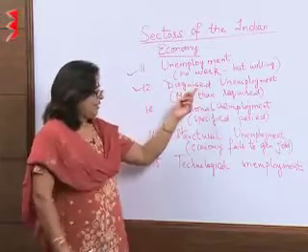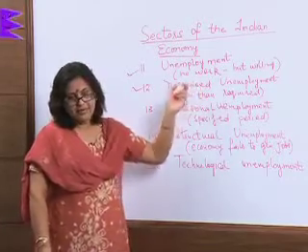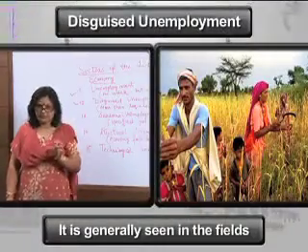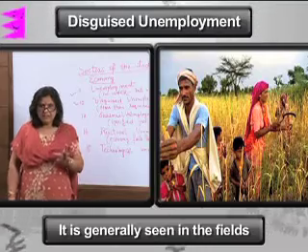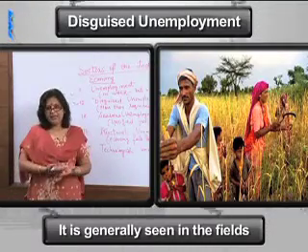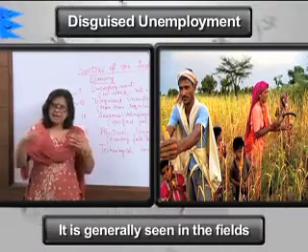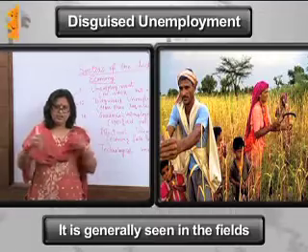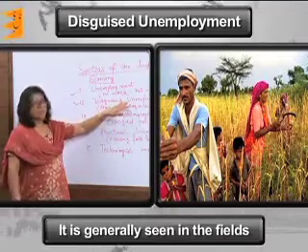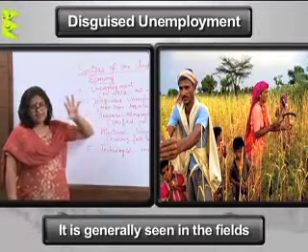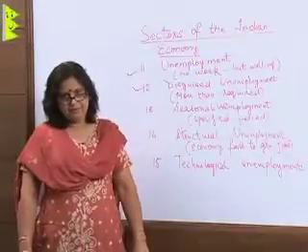Generally, this kind of disguised unemployment is seen in the fields, that is, among farmers. Since they do not have any other work to do, the entire family, the man, the lady, the children, everybody works in the field, and this is disguised unemployment.